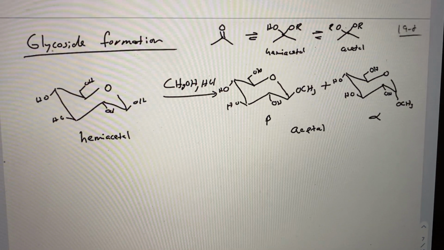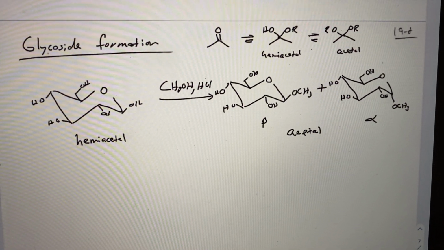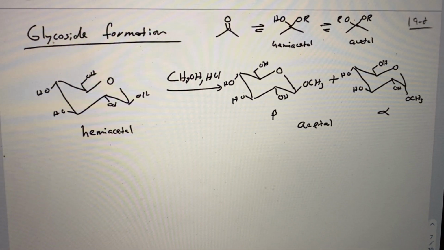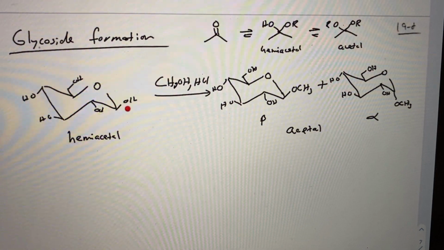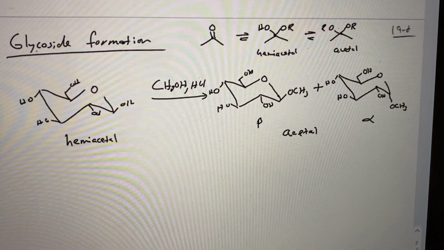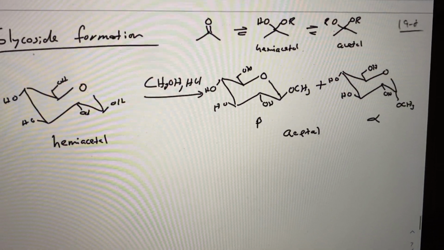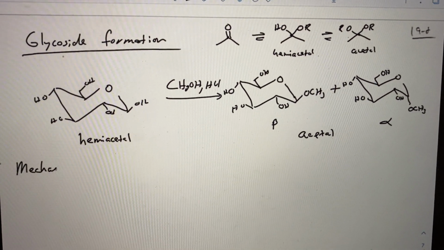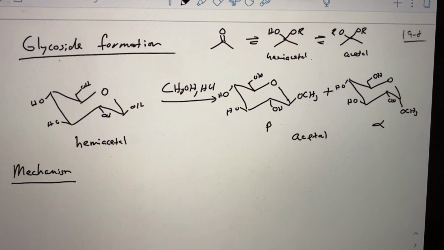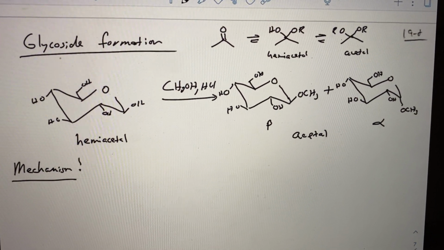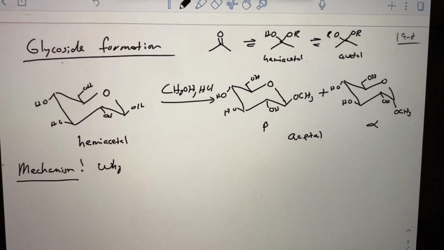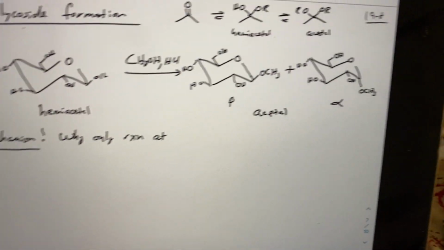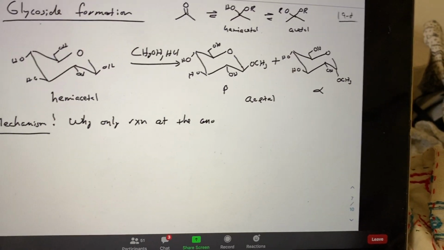So the question is, why is there only one alcohol that gets changed? Yeah, it's a great question. Why is it that this hydroxyl group seems to be more reactive than all of the others? That's an excellent point. Let's see if we can come up with a mechanism for that. Why does the reaction occur only at the anomeric carbon?